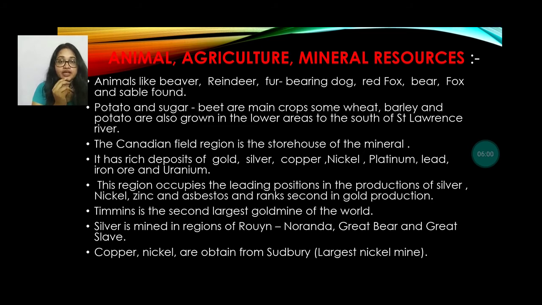The next topic is animals, agriculture, and mineral resources. In the Canadian Shield region, animals like beaver, reindeer, fur-bearing dogs, red fox, and bear are found, and the main crops grown in these regions are potato and sugar beet. Also in a few regions, wheat, potato and barley grow in the south of the St. Lawrence region.